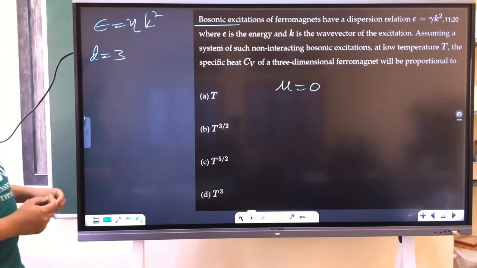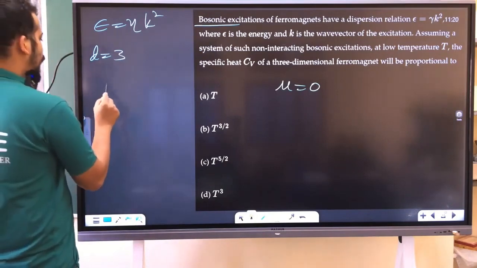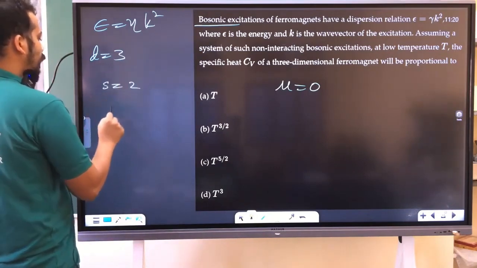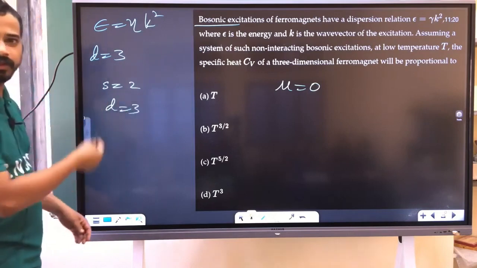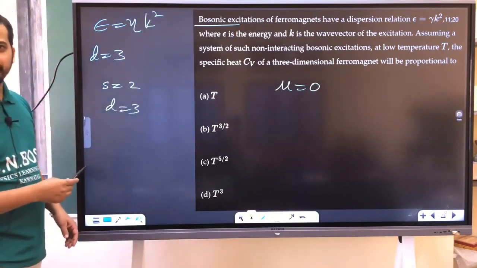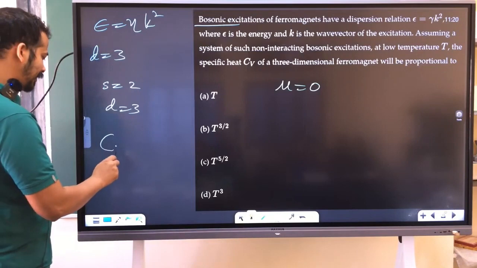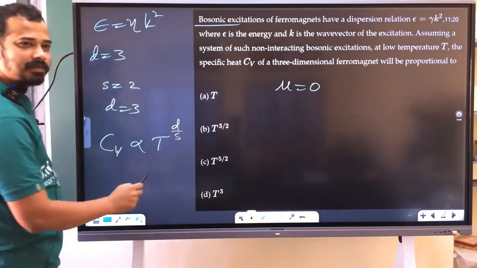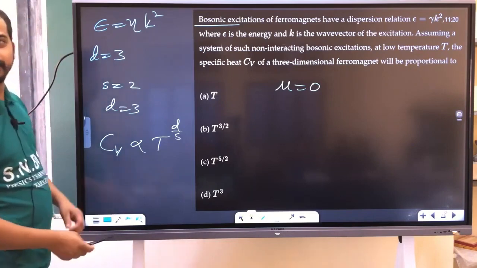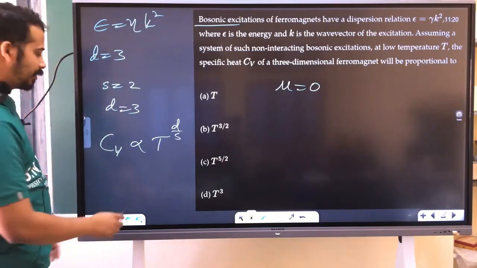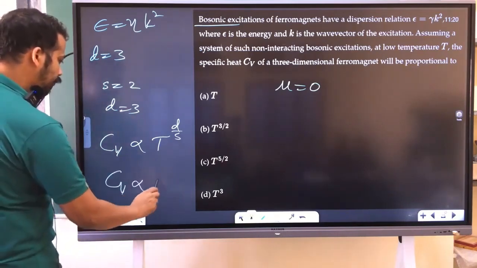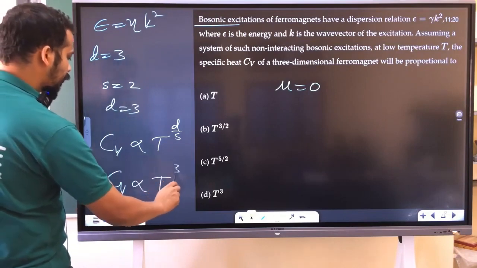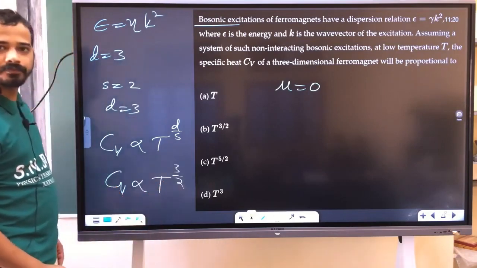Now what happens? S is equal to 2, D is equal to 3. We did that general theory, am I right? Specific heat proportional to T power D by S, am I right? Here it helps. Specific heat proportional to T power, what is it? 3 by 2.